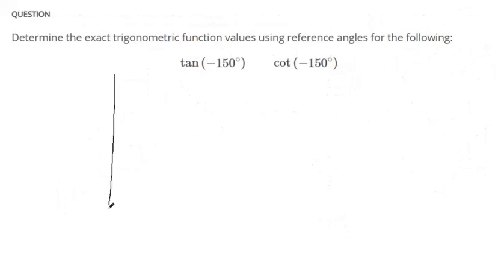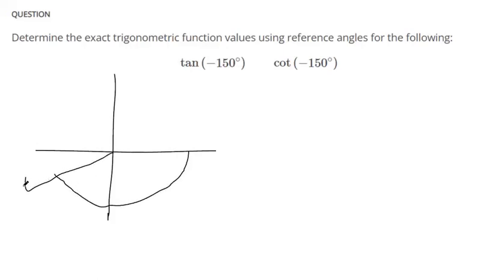So a negative angle just means you rotate the opposite direction, in a clockwise direction. So here's our initial side. Negative 150 means we're rotating this way. There's negative 90. We're not quite at negative 180, not a semicircle, so we end up here.